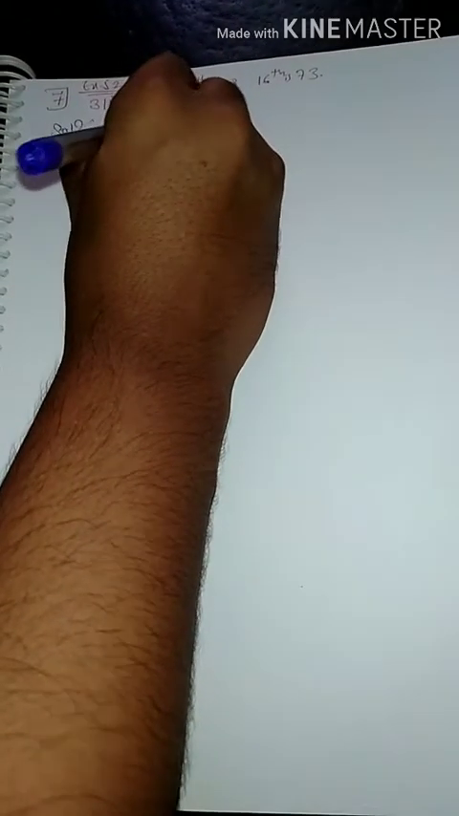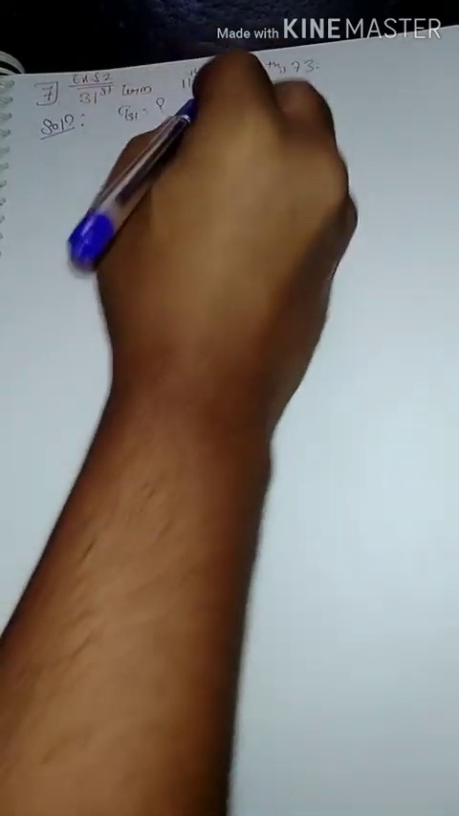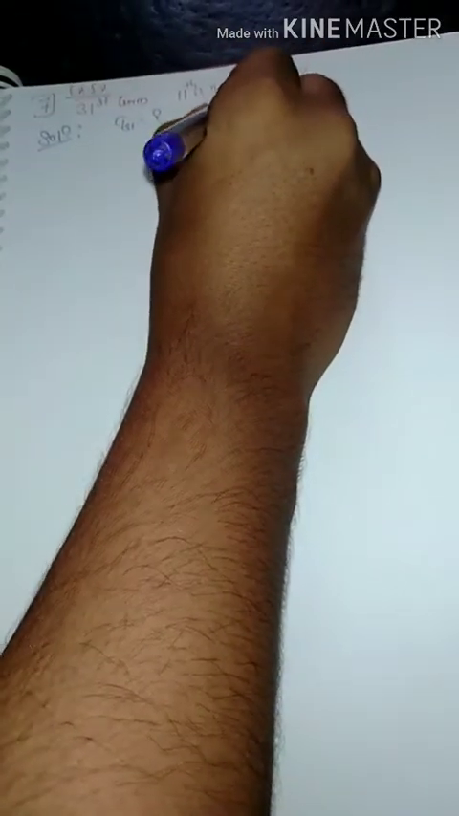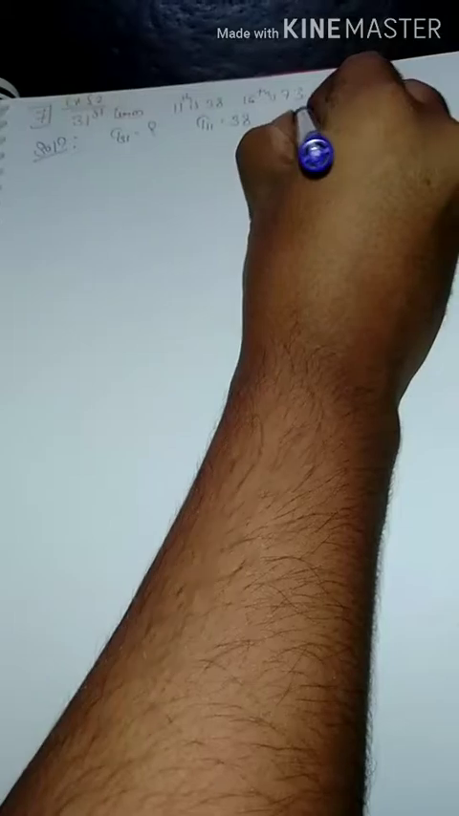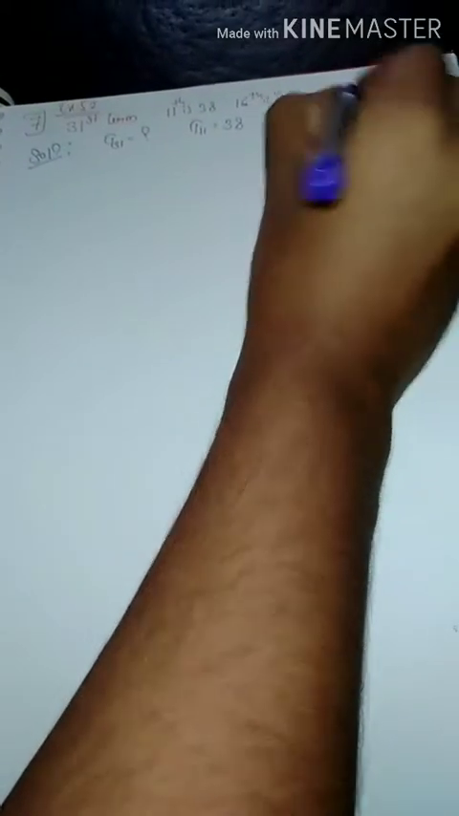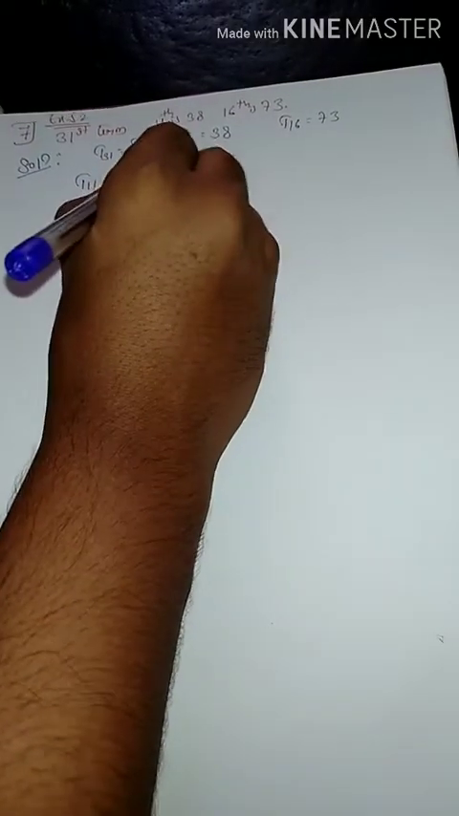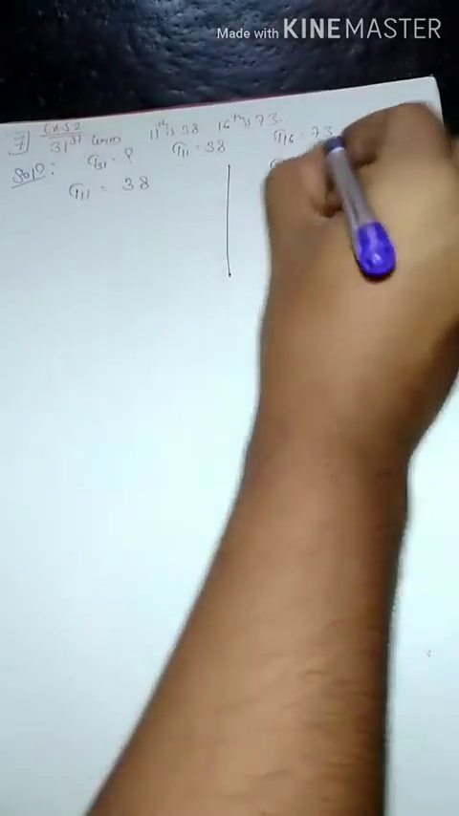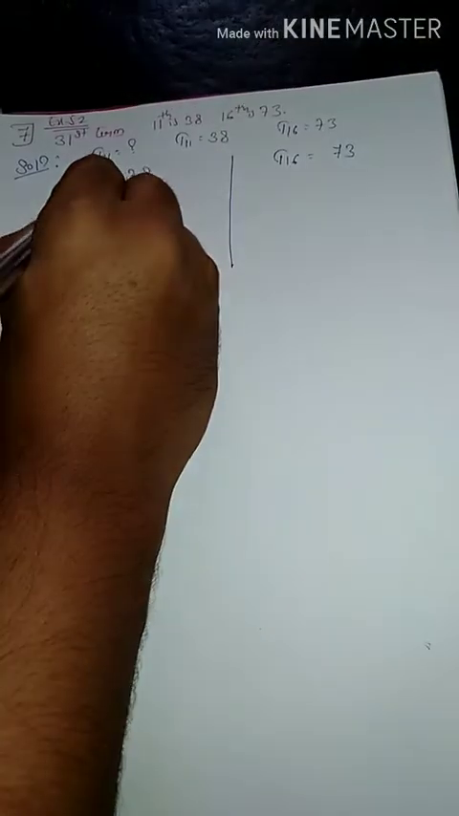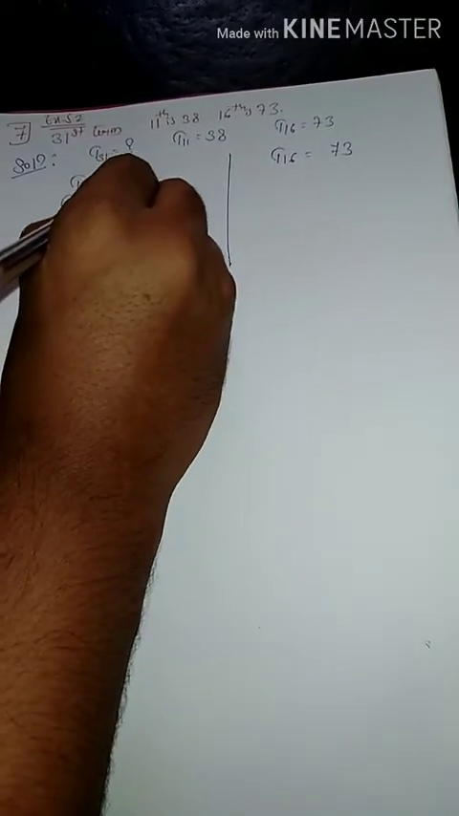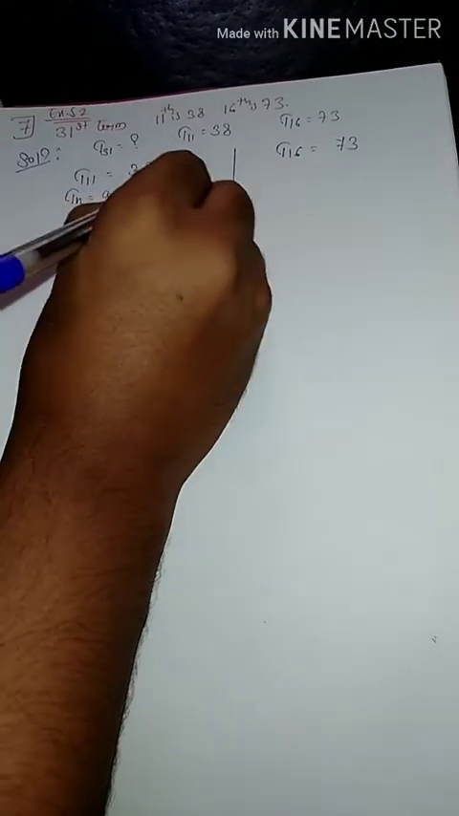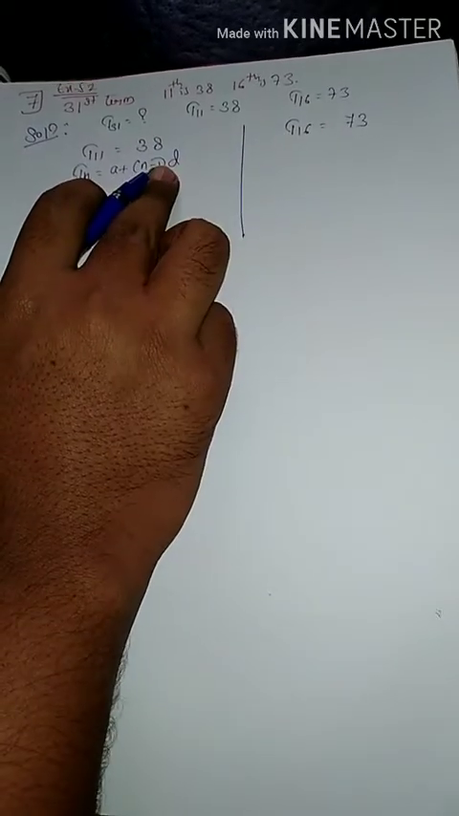We need to find the 31st term, T31 is equal to how much? And T11 is equal to 38 and T16 is equal to 73. This is given. We know how to find the nth term of an AP. The nth term of an AP, Tn is equal to A plus n minus 1 into D, is the formula to find the nth term of an AP.